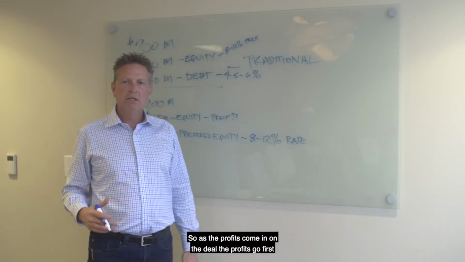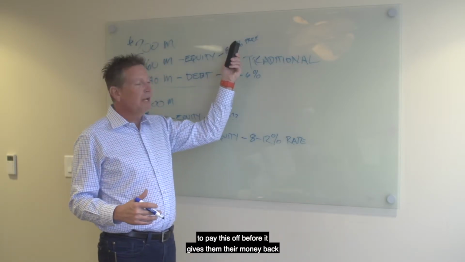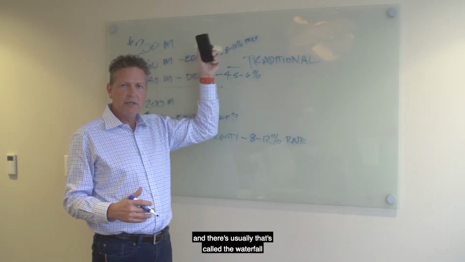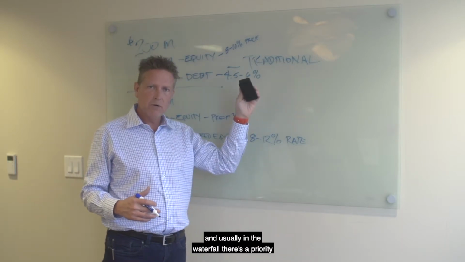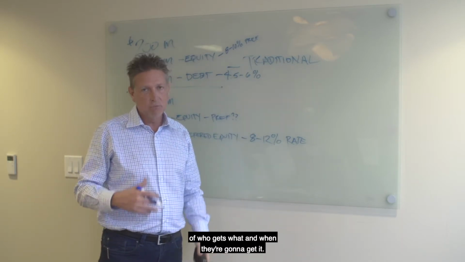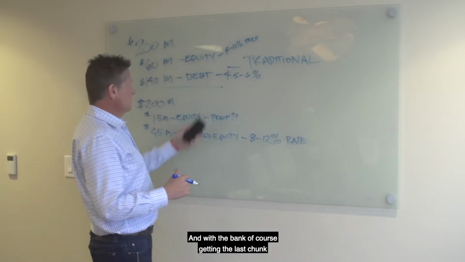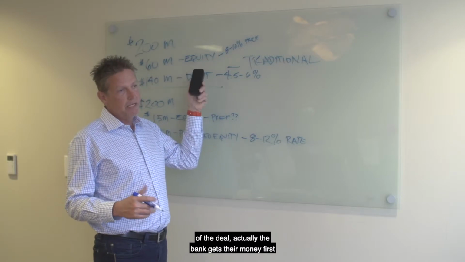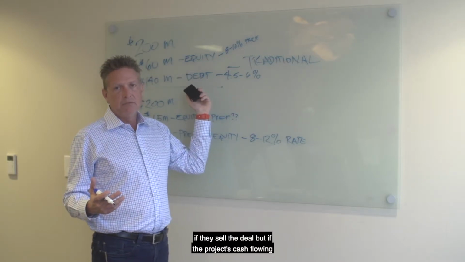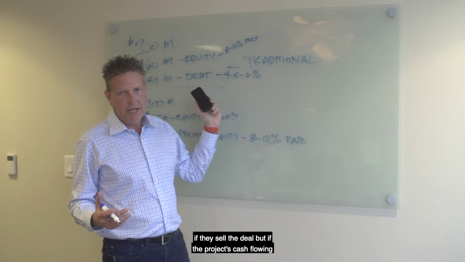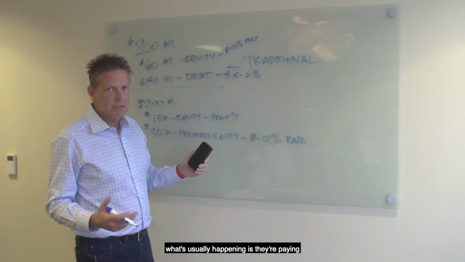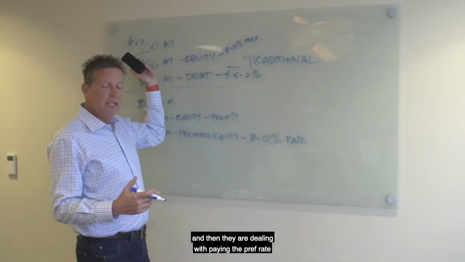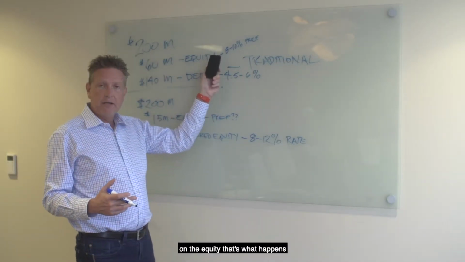So as the profits come in on the deal, the profits go first to pay this off before it gives them their money back. That's called the waterfall, and usually in the waterfall there's a priority of who gets what and when they're going to get it. And with the bank, of course, getting the last chunk of the deal. Actually, the bank gets their money first if they sell the deal, but if the project's cash flowing, what's usually happening is they're paying their debt service, so they're just covering the interest carry, and then they are dealing with paying the pref rate on the equity.